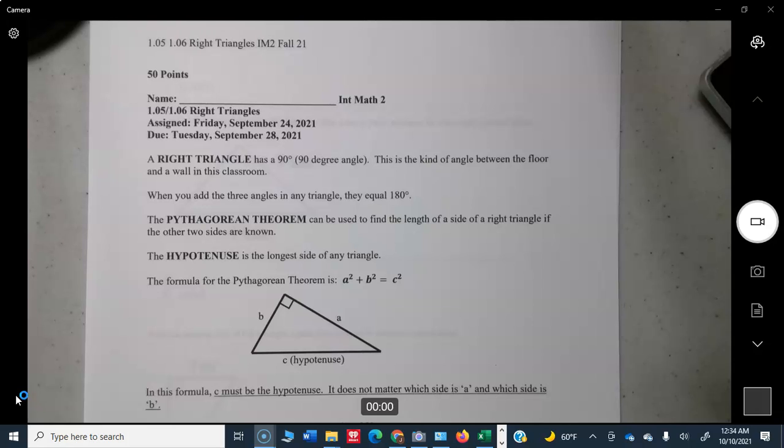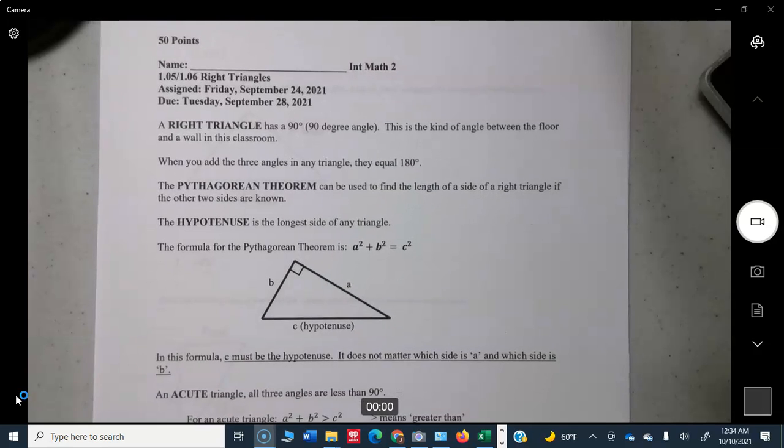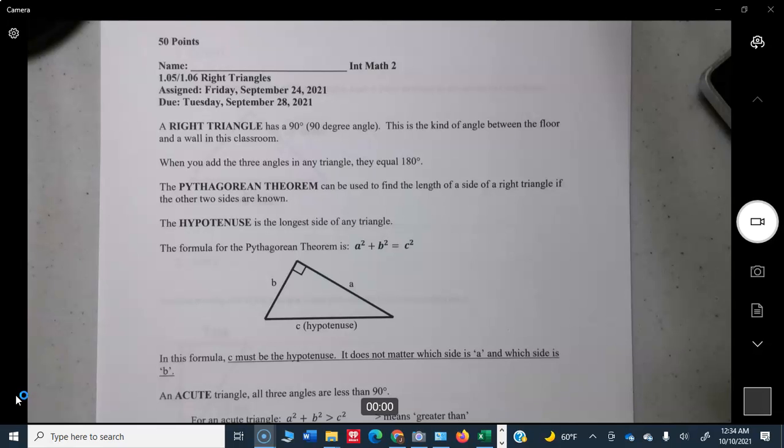Integrated Math 2. This is lessons 1.05 and 1.06 combined. We are going to start studying what are called right triangles. A right triangle is a triangle that has a 90-degree angle in it. So there are special formulas and properties that apply to right triangles.